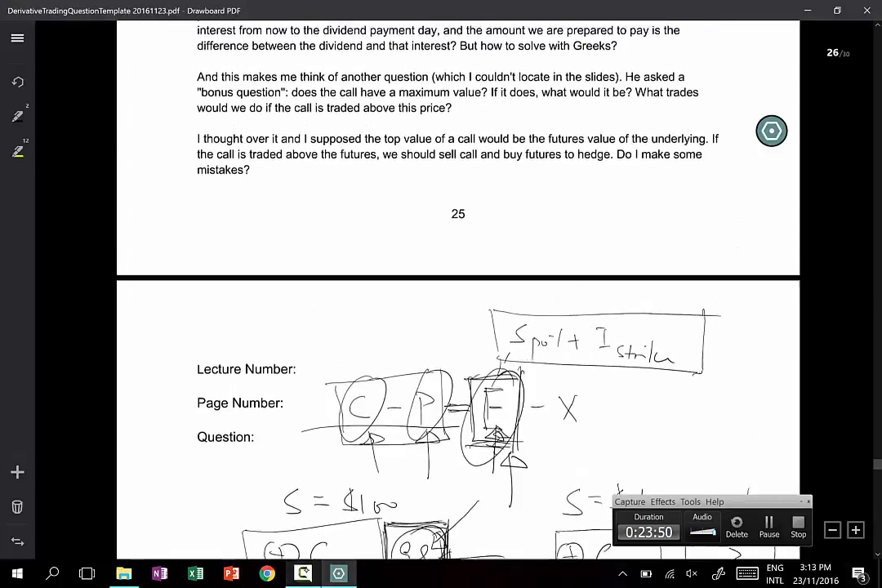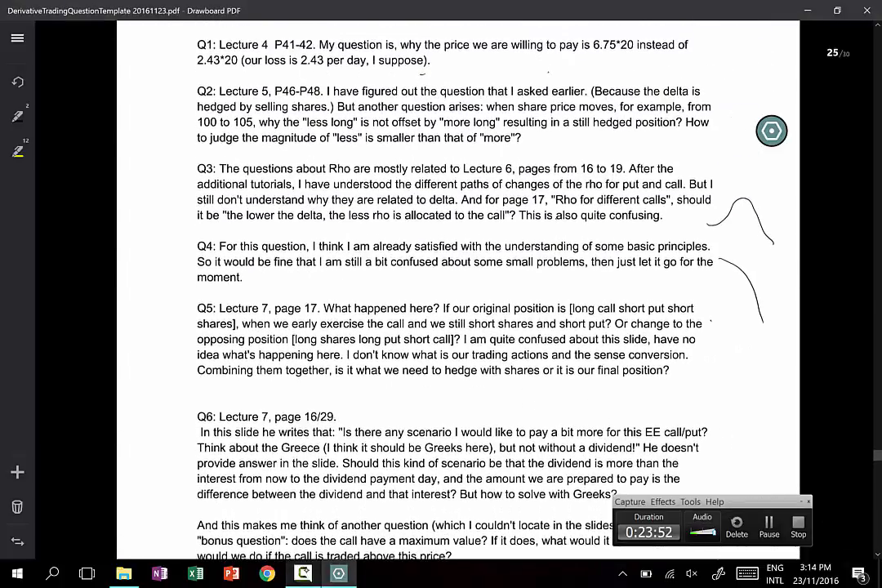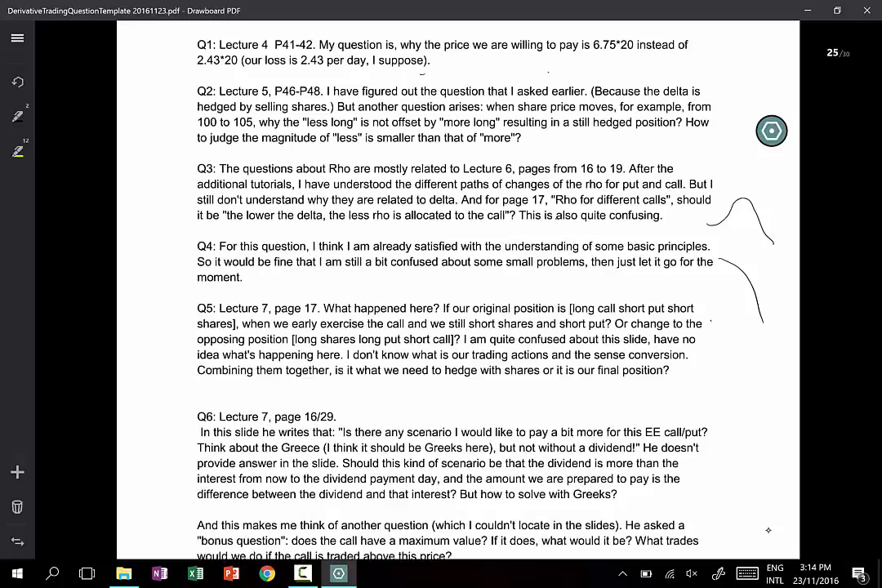Okay, the next one is, hold on a second. And for page 17, rho for different calls, should it be the lower the delta, the less rho is allocated to the call? Okay, let's take a look.